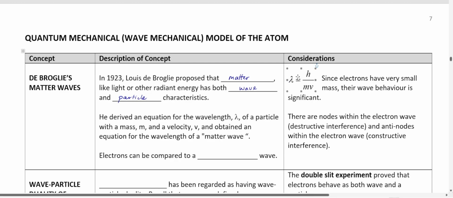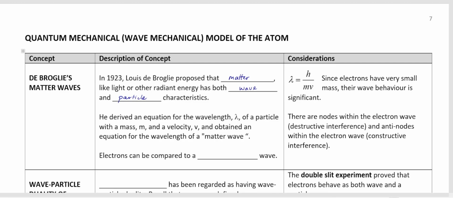So this is de Broglie's matter wave equation. The wavelength of matter is Planck's constant divided by the mass of the particle multiplied by its velocity. Okay, and so this is the matter wave equation.